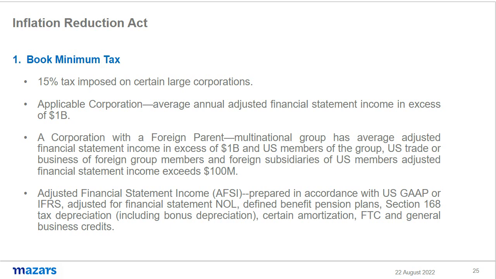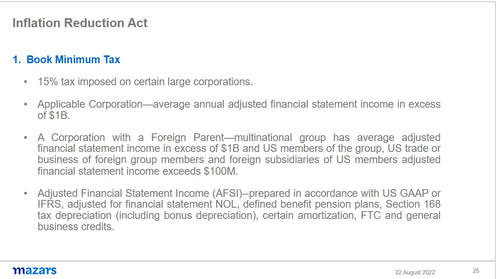On August 16th of 2022, President Biden signed the Inflation Reduction Act of 2022. This is a significant reduction of his more ambitious Build Back Better that did not get passed. So I will be providing an overview of some of the salient points impacting corporate taxpayers. Really, the most significant item is the book minimum tax. So this is a 15% tax that's imposed on certain large corporations.